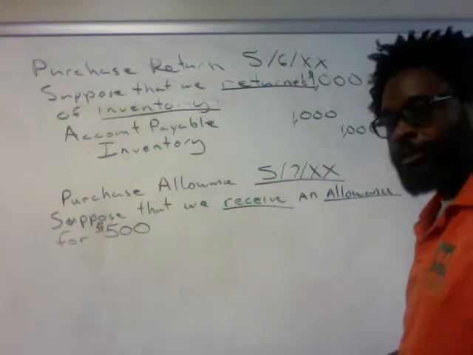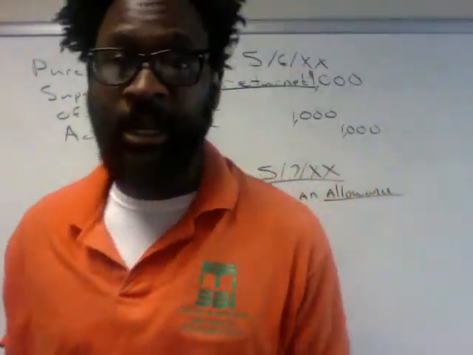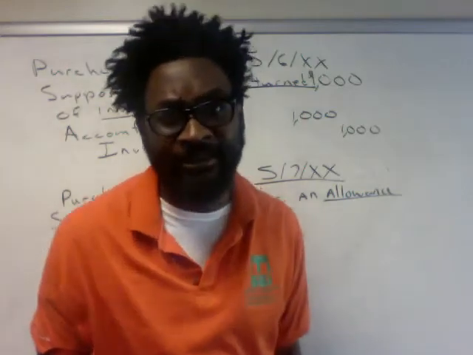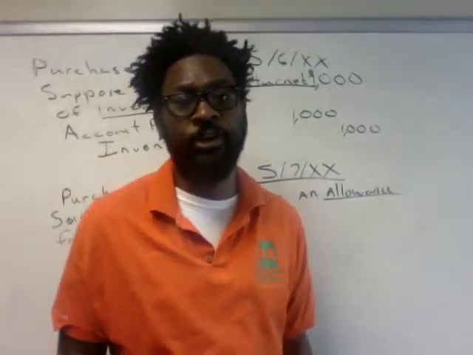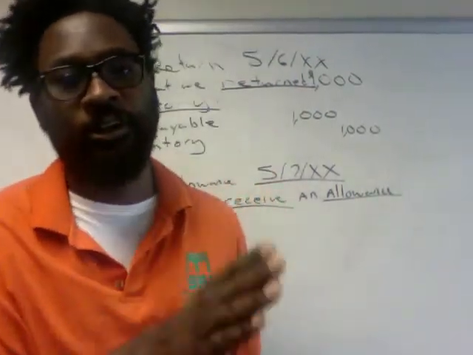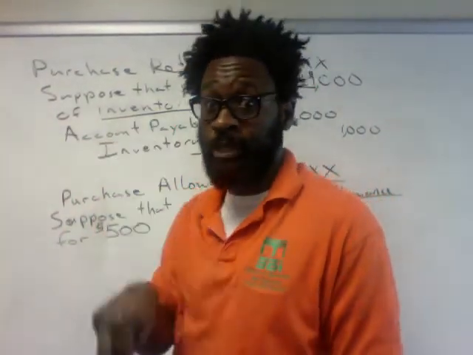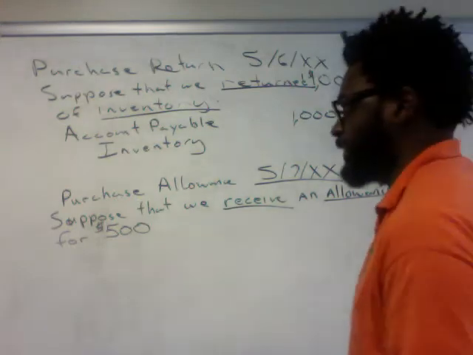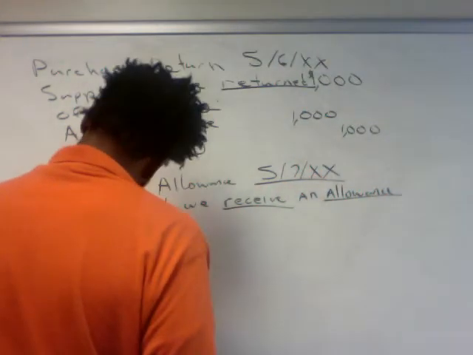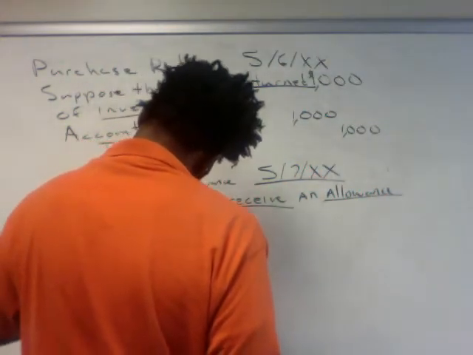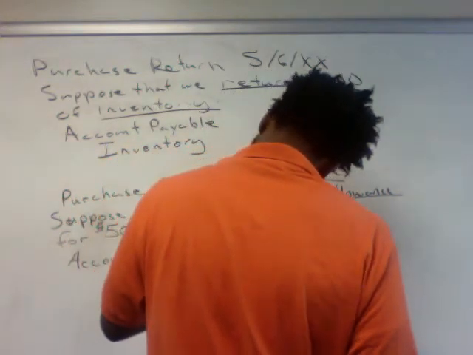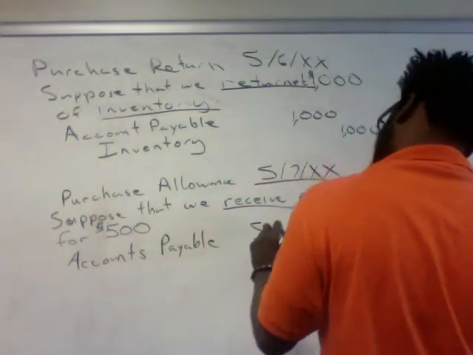Rule number one, inventory is always on the books at cost. So regardless of whether you still have it or not, the cost of inventory from both the purchase, return, and allowance does what? Goes down. So what should be my journal entry for an allowance of $500? I should debit what? Accounts payable. Why? Because my accounts payable is going down because they've given me an allowance of $500.